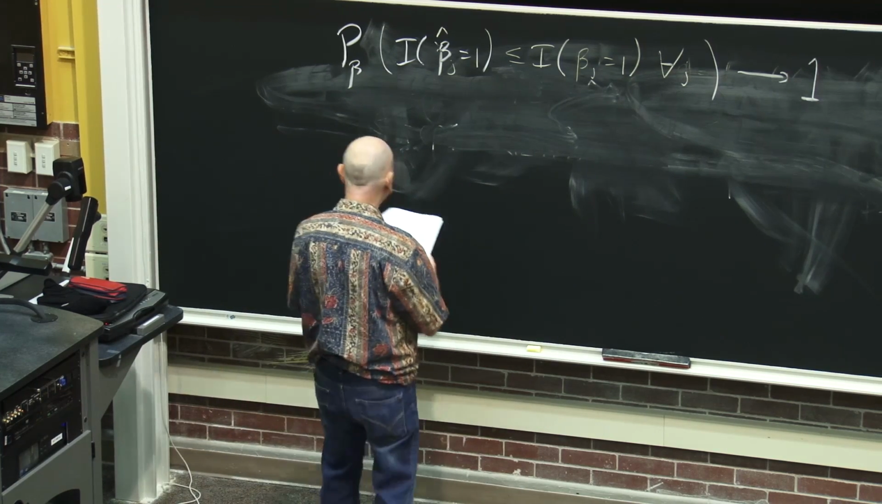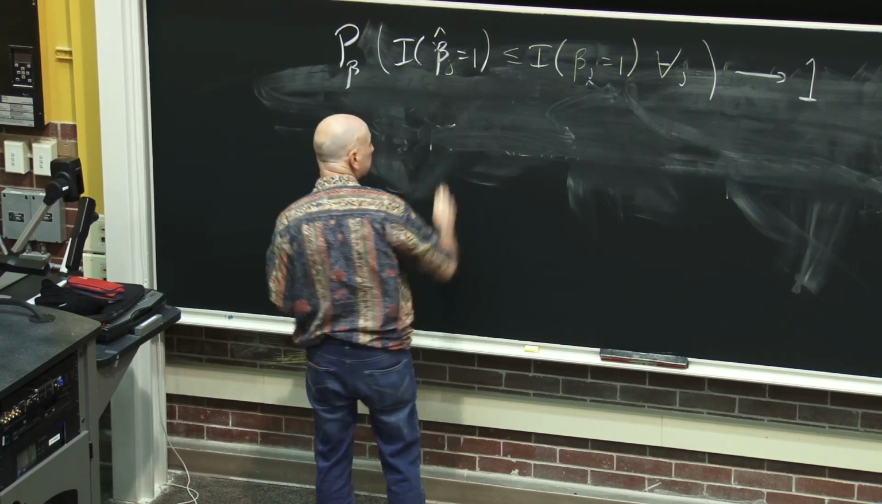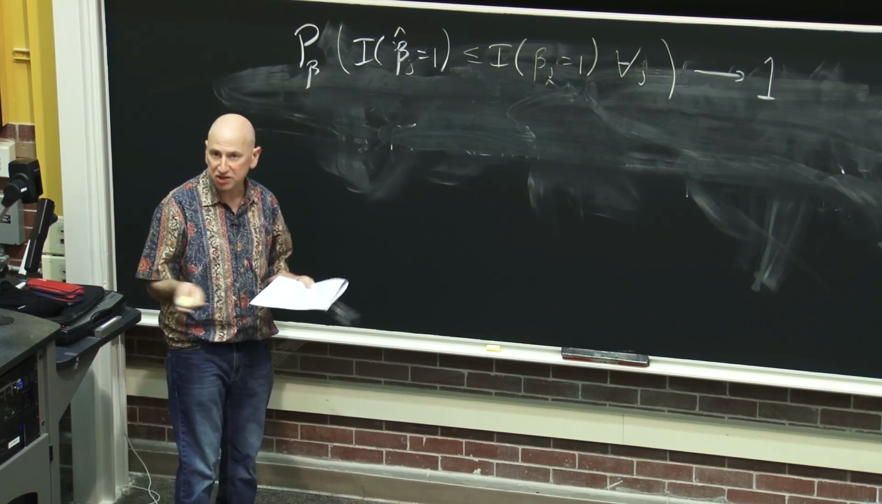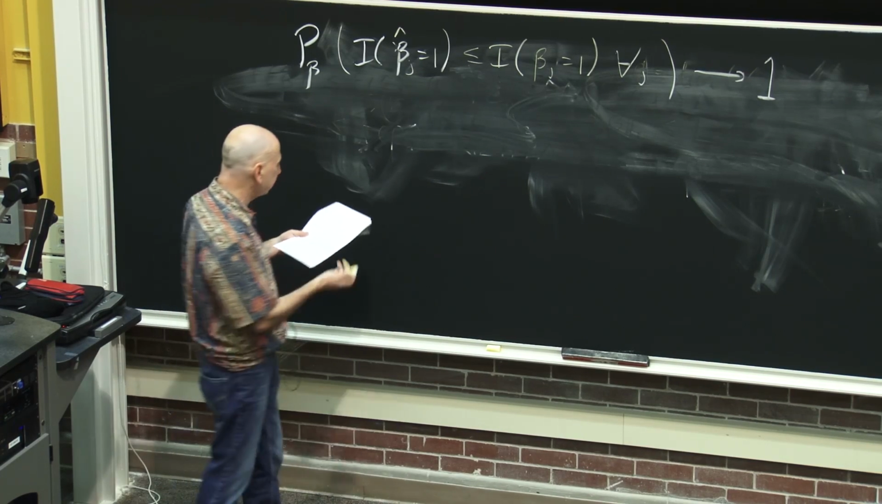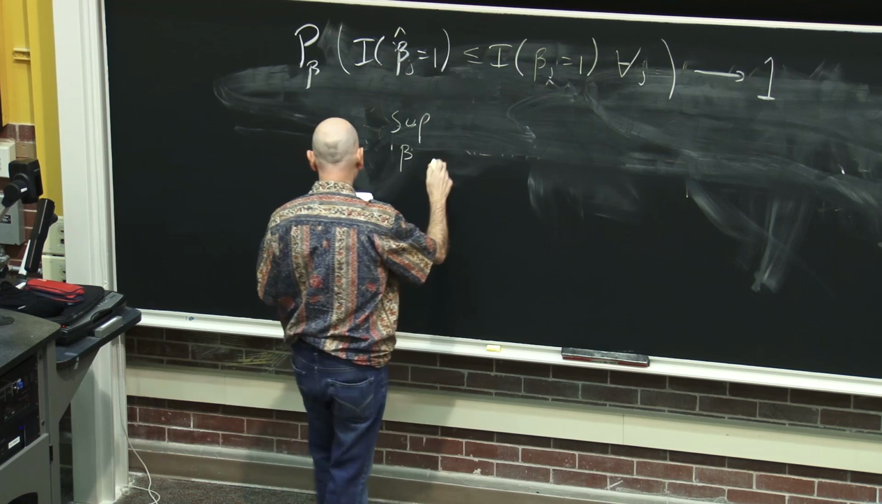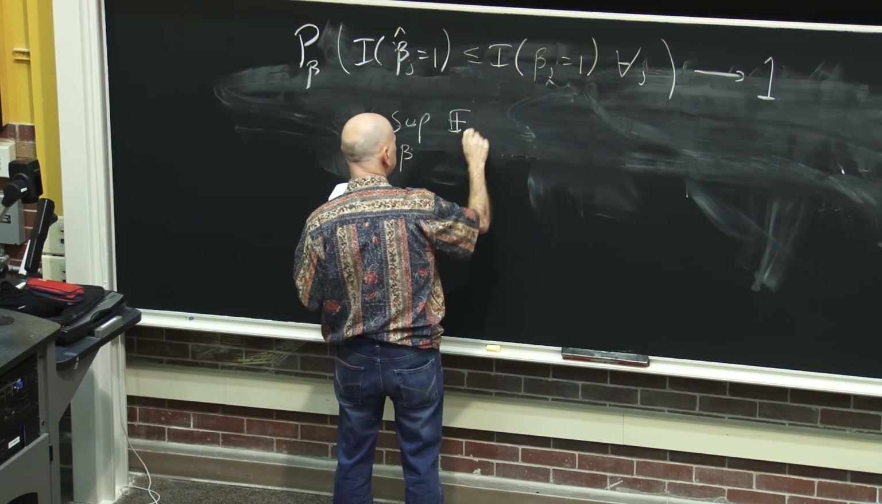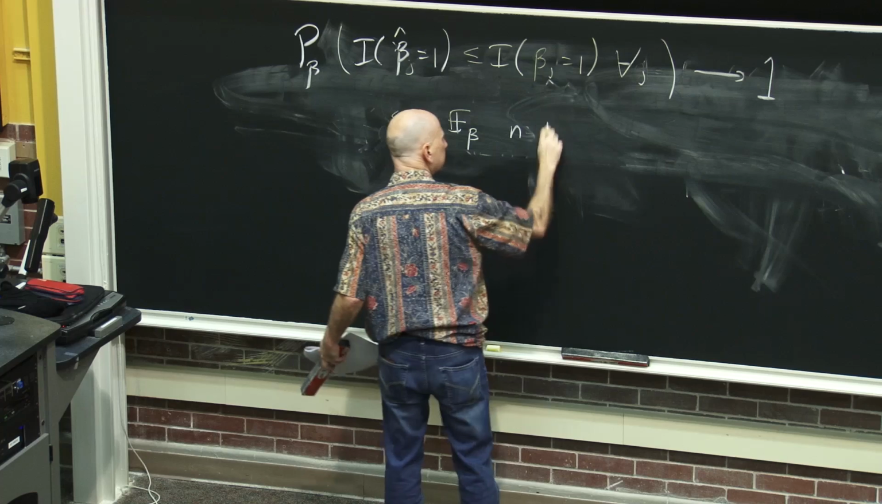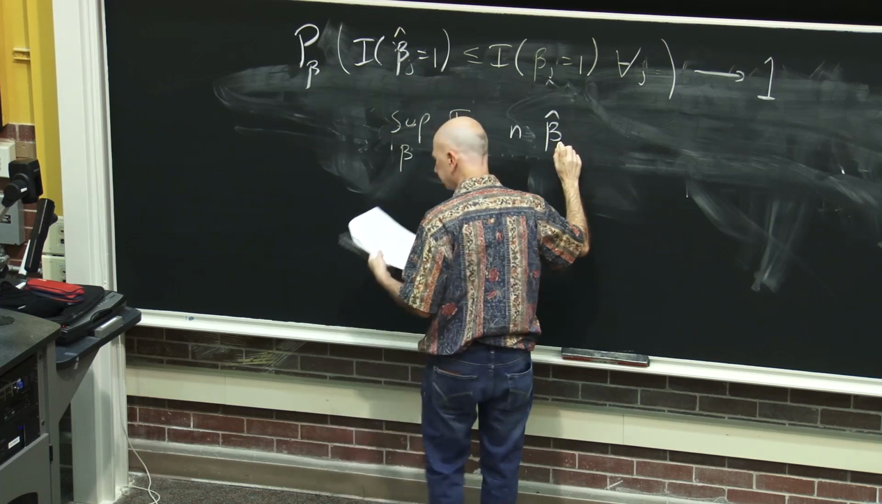And here's the cool thing. If you have an estimator which satisfies this condition that everybody apparently wants to hold, then if we look at the risk over beta, and let's look at the L2 risk.